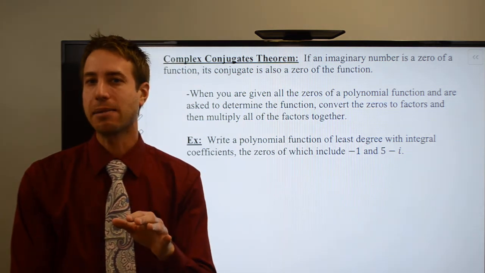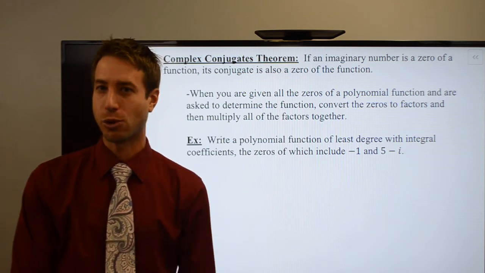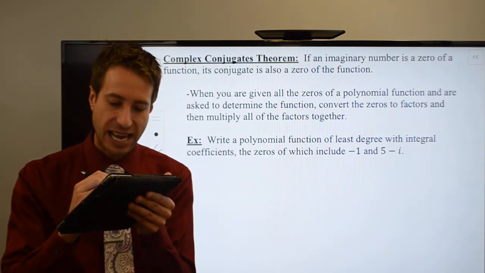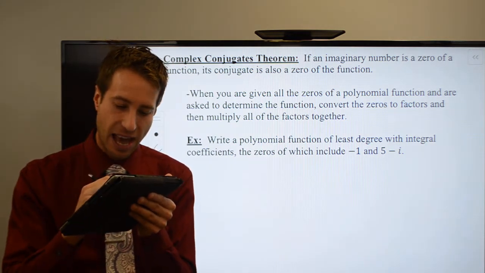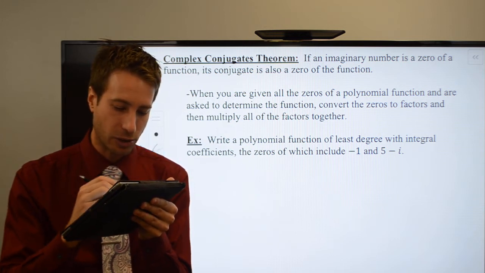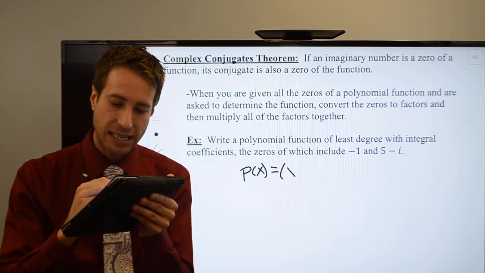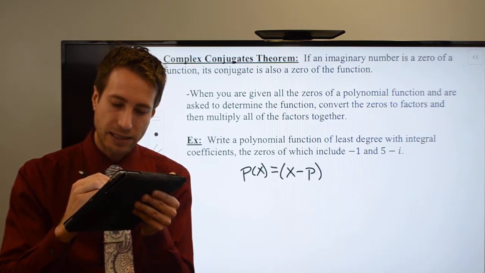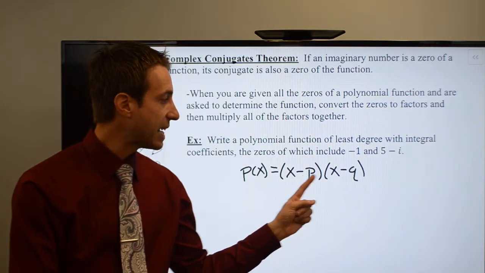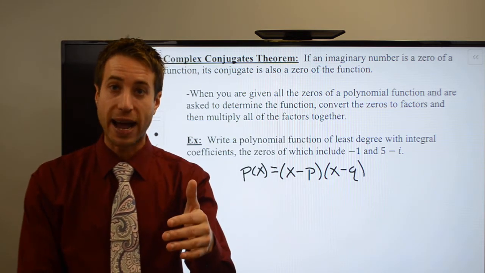I did the exact same thing for you guys in quadratics, where I gave you the roots and asked you to write the quadratic. You may remember this formula. We're actually going to use the exact same formula, and it's this. F of x, actually, you know what? Here, let's call it p of x because it's a polynomial. P of x is equal to x minus p times x minus q, where p and q were the roots of the quadratic formula, right?